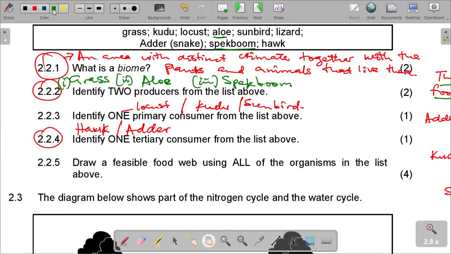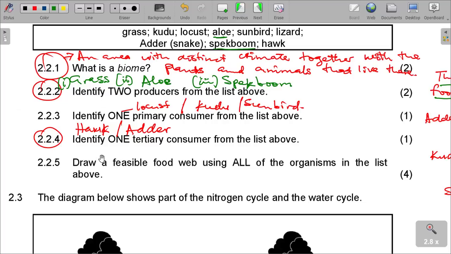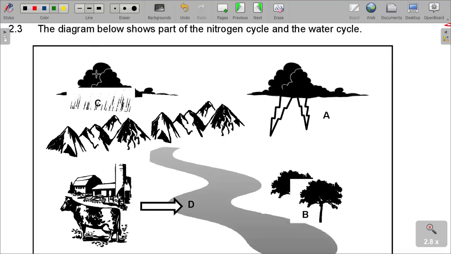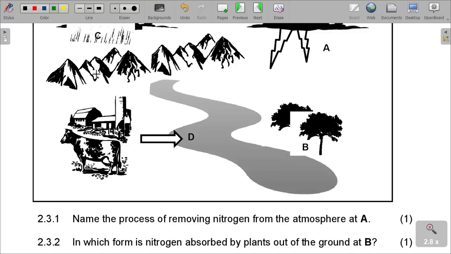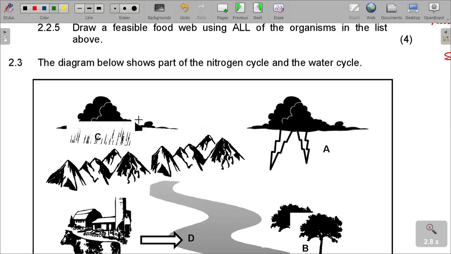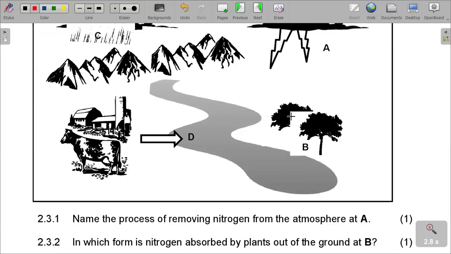Question 2.3. The diagram below shows part of the nitrogen cycle and the water cycle. As you can see, 2.3.1: this is part of the nitrogen cycle and also the water cycle that are shown on this diagram. So let's quickly answer the questions that are there.